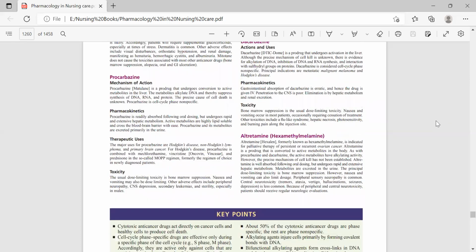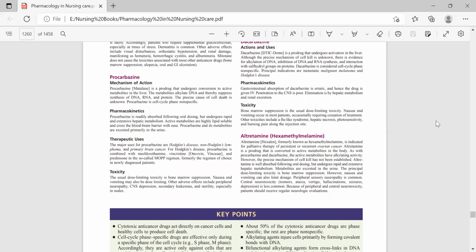Procarbazine. Procarbazine is another drug which undergoes conversion to active metabolite in the liver. The metabolite alkylates DNA and thereby suppresses synthesis of DNA, RNA, and protein. Ultimately, the death of the cell occurs. It is cell cycle phase non-specific.